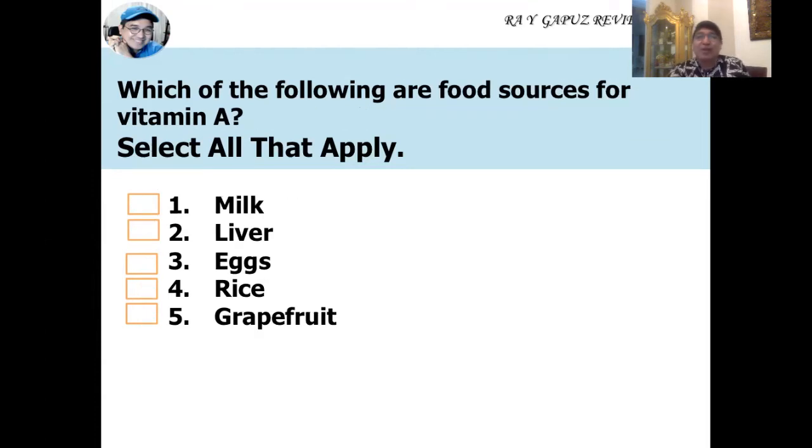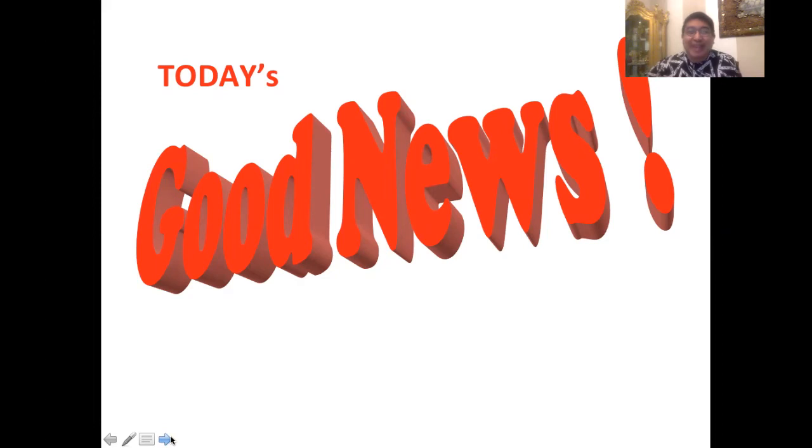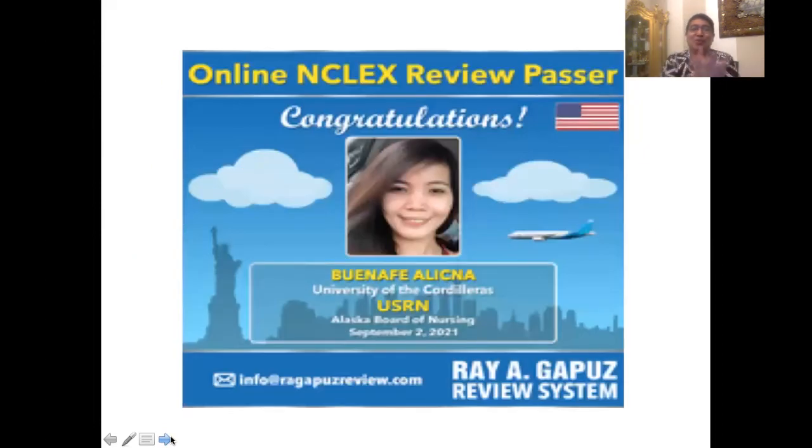Which of the following are food sources for vitamin A? We have milk, yes. Liver has the highest vitamin A. Eggs, yes. Rice, no. And grapefruits also, no. Okay, remember the drugs that should never be given with grapefruits. You have cyclosporine or Sandimmune, you have verapamil and diltiazem. Don't forget, okay.